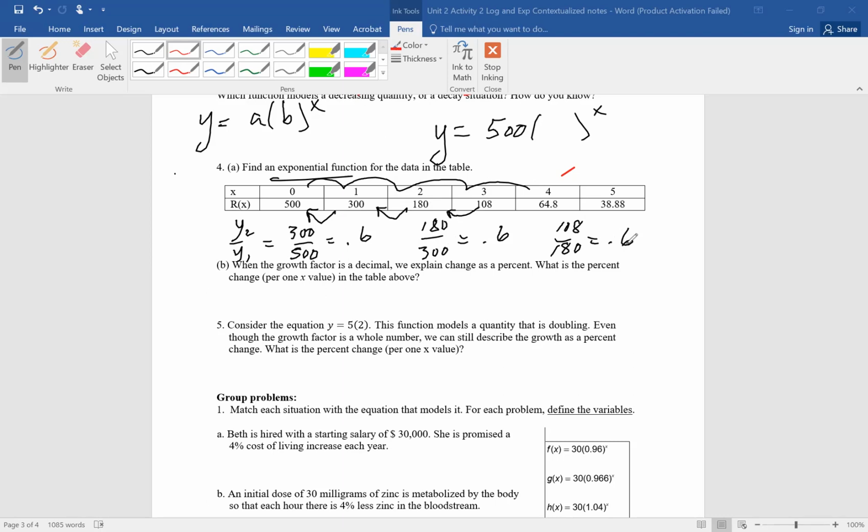But here's the thing, if they're going to tell you to find an exponential function, you don't have to do all that testing. So really my function is 0.6, and this is it. So let's see what they ask for in part B.